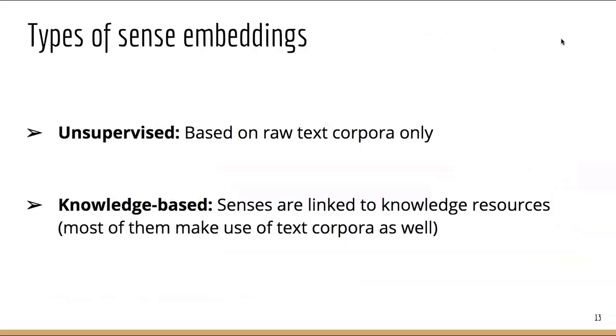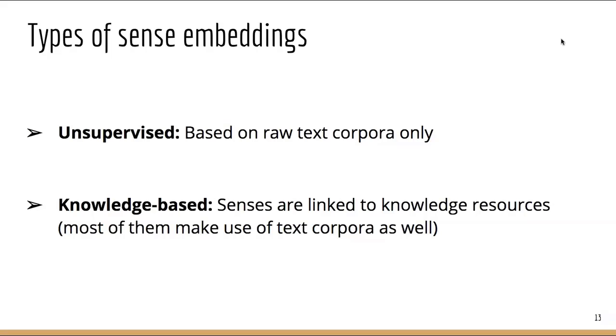What kind of sense embeddings are there? We have two different paradigms, as I mentioned in the introduction. First is unsupervised, where you just need a text corpus and then the model decides itself what the sense is and also the vector for that sense.